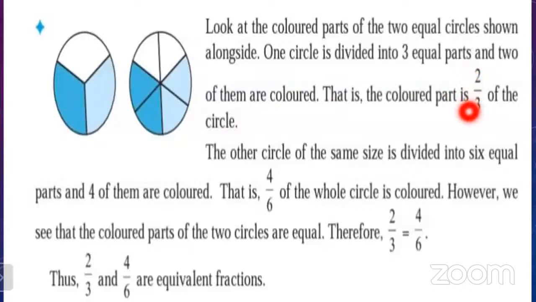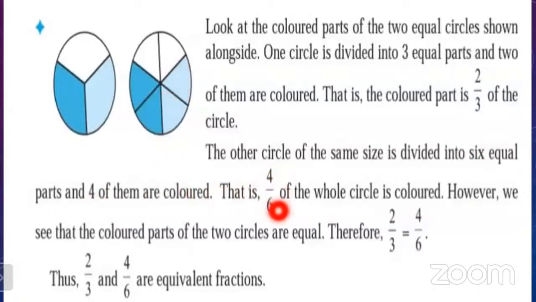Okay, 2/3. Now the other circle of the same size is divided into the 6 equal parts, and 4 of them are colored. Or the another circle which is also divided into the how many parts? Which is divided into the 6 equal parts. Okay, and 4 of them are colored. Look at here. The 4 parts which are colored here.